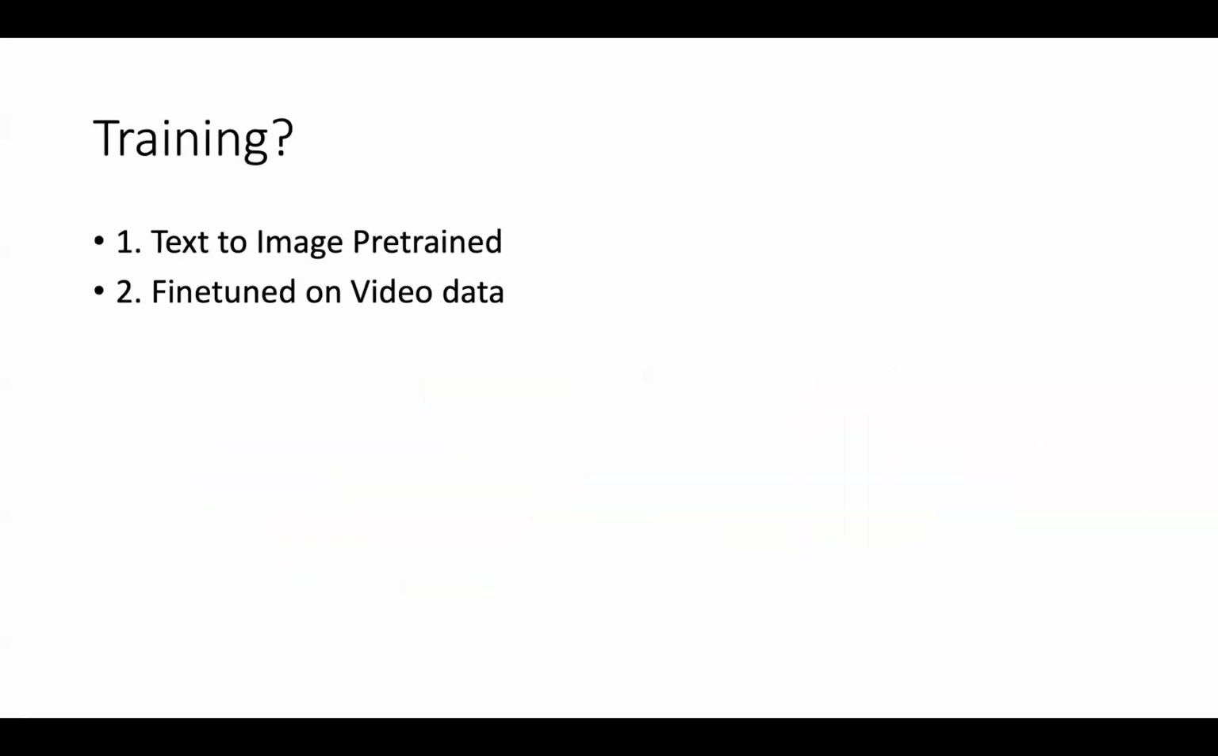Okay. So how is this being trained? One thing is the text-to-image network that we have is already trained on a lot of data, so we are going to use it. We take a pre-trained model and fine-tune it on video data. There is a whole topic on how the data is curated. I haven't added it in this presentation. Maybe for the next presentation, we can discuss how this video data is actually being sampled.